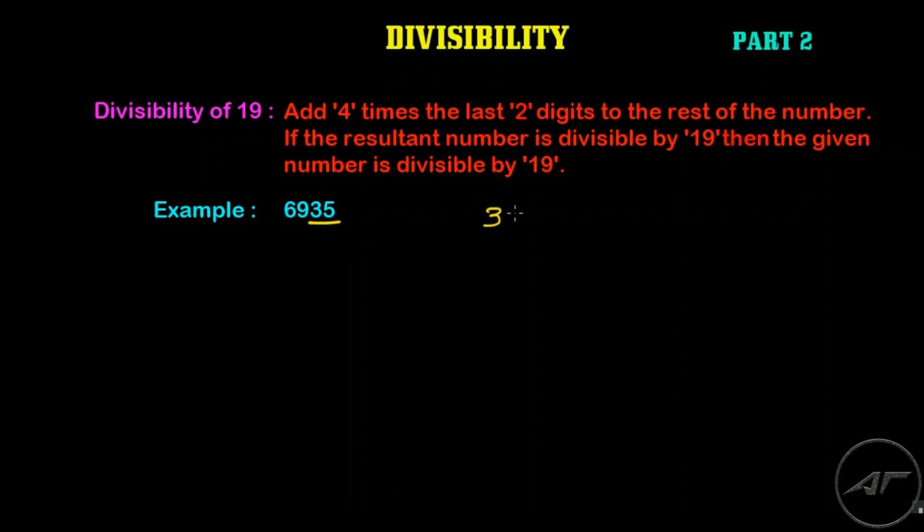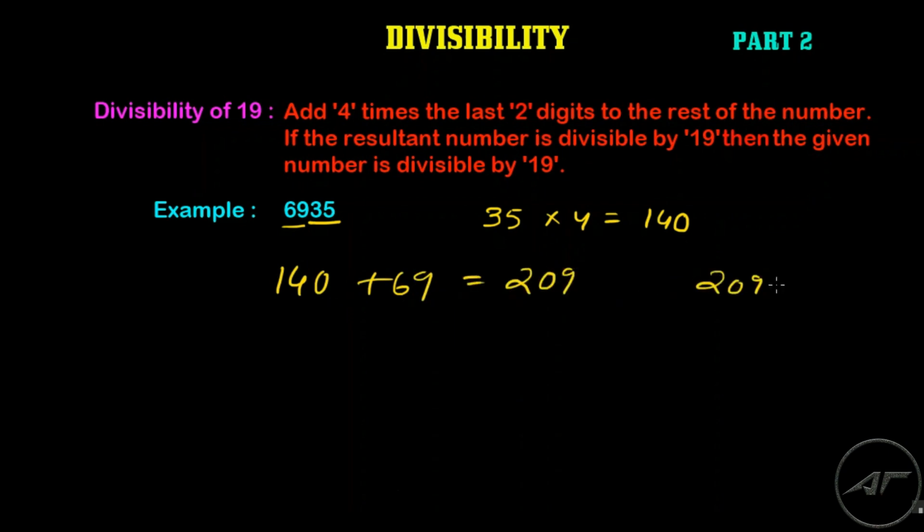Now we'll do 4 times of 35, that is going to be 140. Here we will add this number to the rest of the number, that is 69. We'll add 140 plus 69, which is going to be 209. Now 209 is 19 into 11.